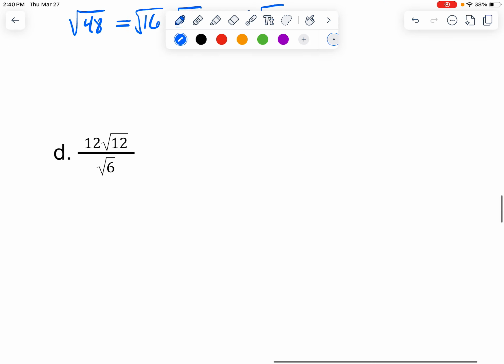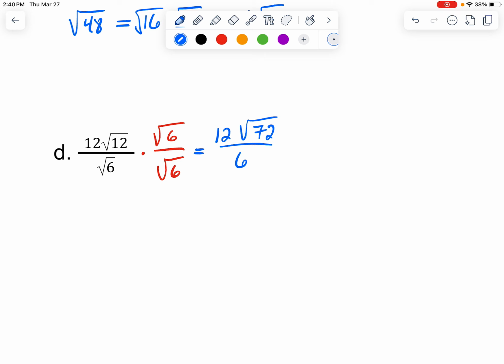So part D, let's start out exactly as we always do. Square root of 6 on the bottom, so times square root of 6 over square root of 6. Still got my 12. I'm going to combine my radicals. So 6 times 12 gives me 72. So 12 times the square root of 72 over 6. And then that square root of 72, again, that's something that can be broken down.